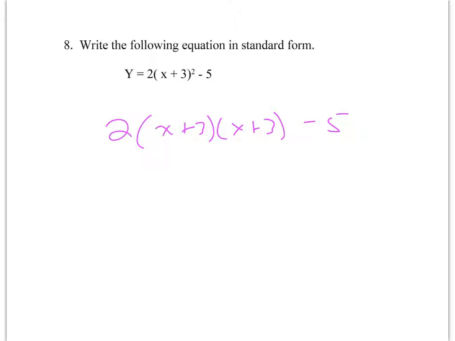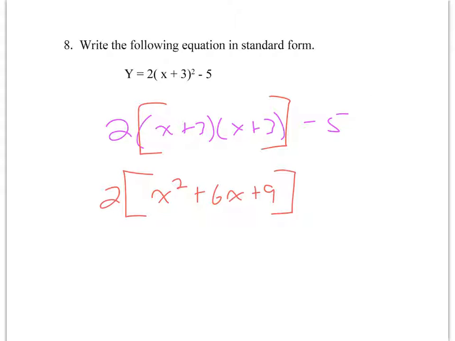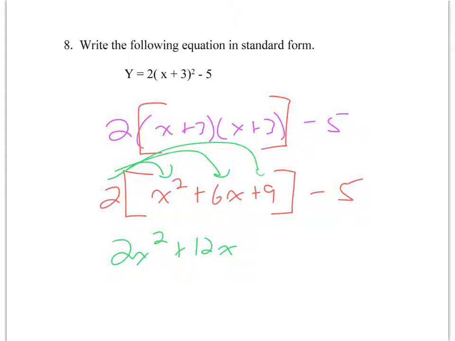Let's just look at this part right here. X plus 3 times x plus 3. I'm going to FOIL that out, so I get 2 times x squared plus 6x plus 9. When I FOIL that and simplify, I get x squared plus 6x plus 9 minus 5. So this now becomes 2x squared, I'm just distributing my 2, plus 12x plus 18 minus 5. So my final answer is going to be 2x squared plus 12x plus 18 minus 5, which is plus 13, equals y.